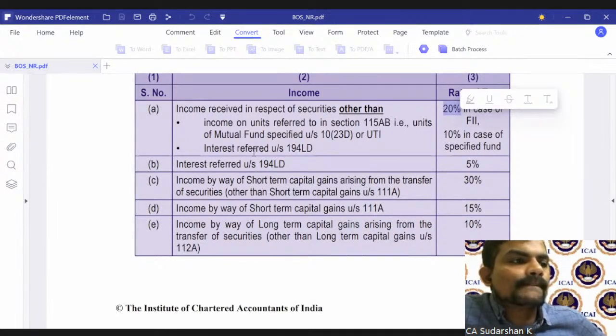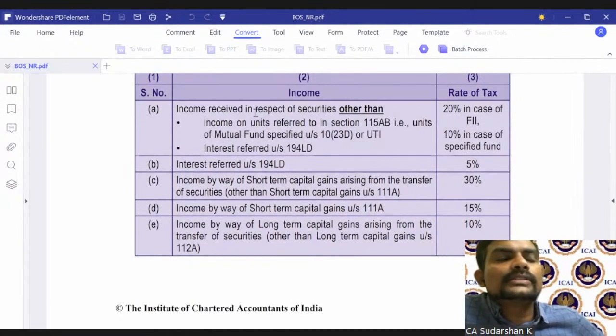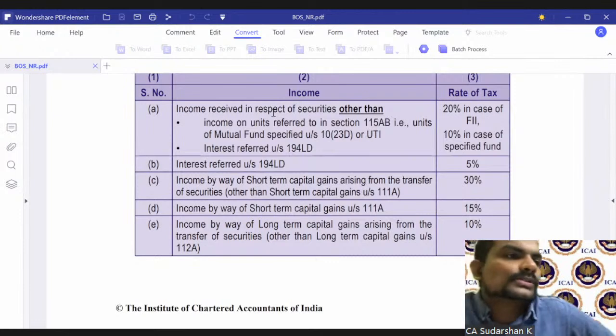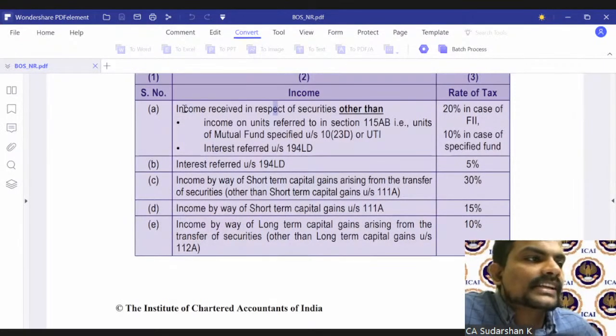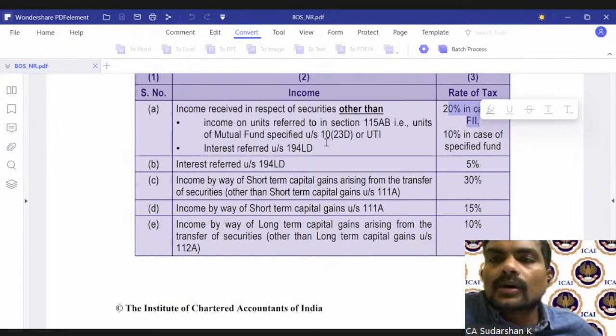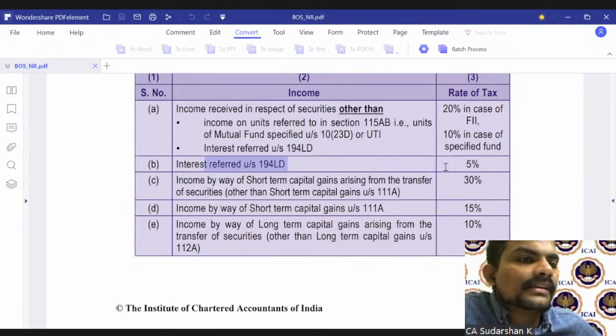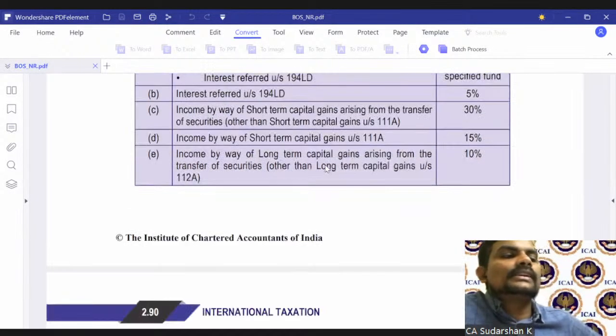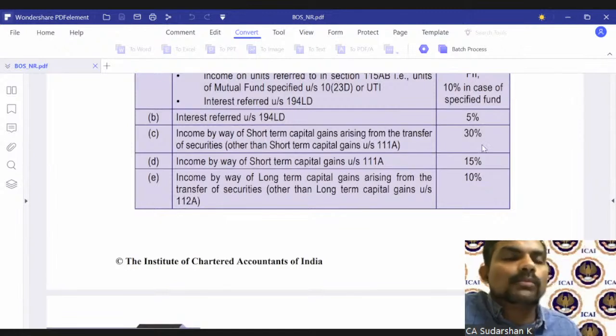Interest income will also, because these are all income received in respect of securities. Interest on NCDs, it can be anything. So this will come under 20%. So income received in respect of securities will be 20% in case of FII. Now, the only aspect to watch out for is interest under section 194 LD, where the rate of tax is at 5%. 194 LD is basically your rupee denominated bonds. So a concessional tax rate of 5%.